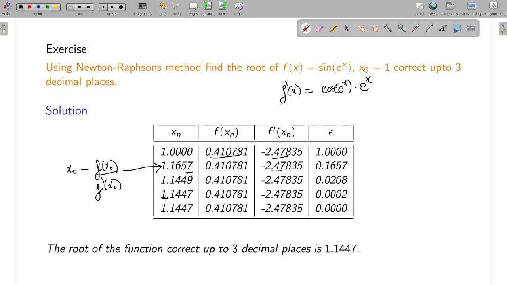Okay, and you keep doing this until you get the required error. Okay, so the root of the function correct up to 3 decimal places will now be 1.1447.